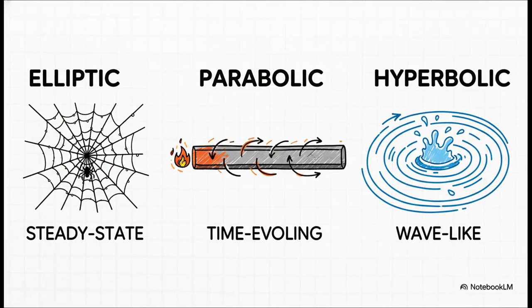And what's super fascinating is that these equations come in different flavors, each one perfectly suited for a specific kind of physical problem. You've got elliptic equations for when things have settled down and reached a steady state. You've got parabolic equations for things that are changing over time, like heat spreading out. And then you have hyperbolic equations, which are all about waves. Each type needs its own unique approach.